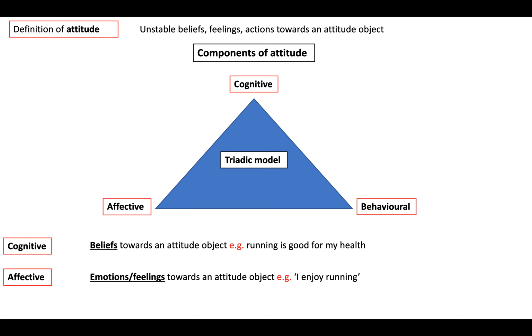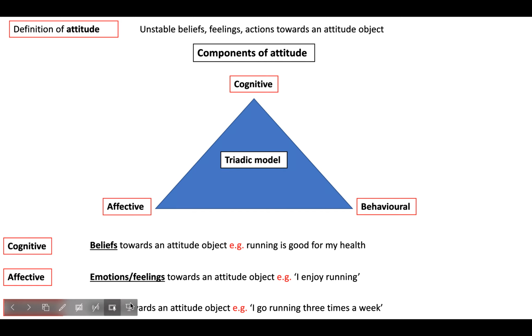And finally, behavioural is all to do with our actions towards an attitude object, e.g., I go running 3 times a week. So our behaviour isn't always consistent with our attitude. For instance, we may believe that exercise is good for us and may enjoy participating, but we may not actually exercise that much. We are, however, more likely to behave in a way that reveals our attitude. So if our beliefs are running is good for my health, if our emotions towards that attitude object are I enjoy running, we're more likely to action it and we're more likely to actually go running 3 times a week. So that is the components of attitude there.